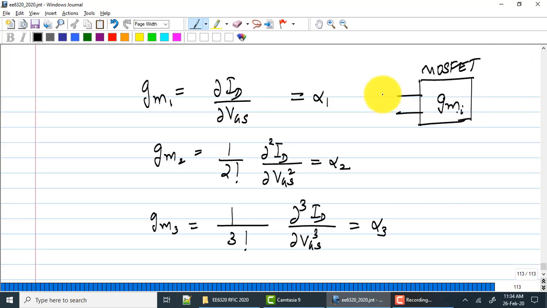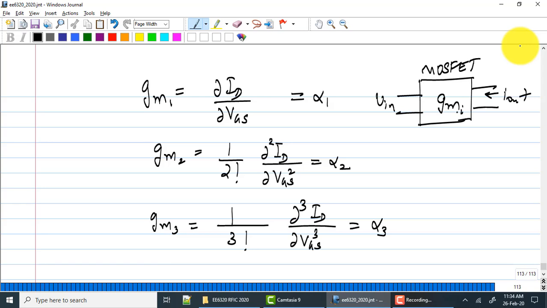So I'm just going to call them alpha 1, alpha 2, alpha 3. Obviously for the LNA from input to output, these alpha 1, alpha 2, alpha 3 values will need to be multiplied by the corresponding impedances at the input or output to get the actual alpha 1, alpha 2, alpha 3 for the 2-port LNA itself.